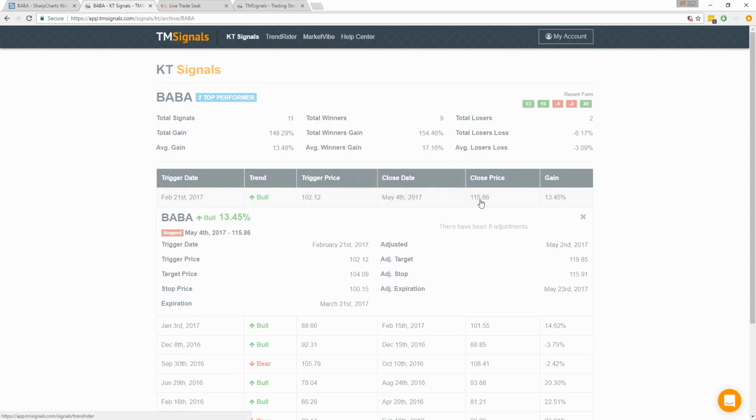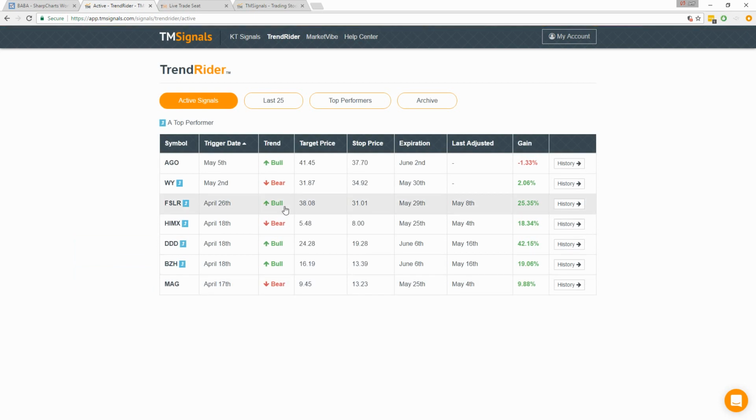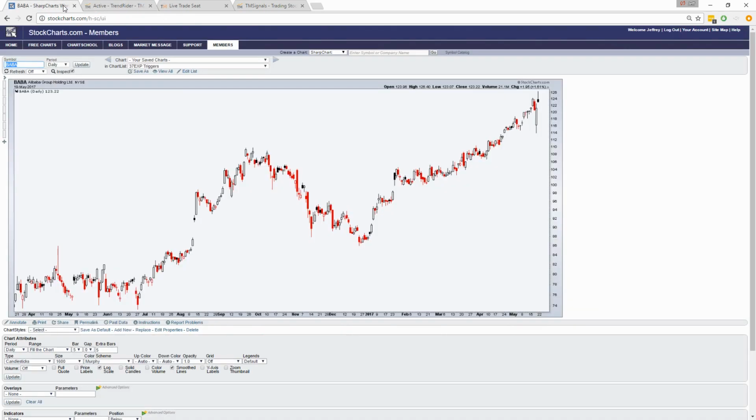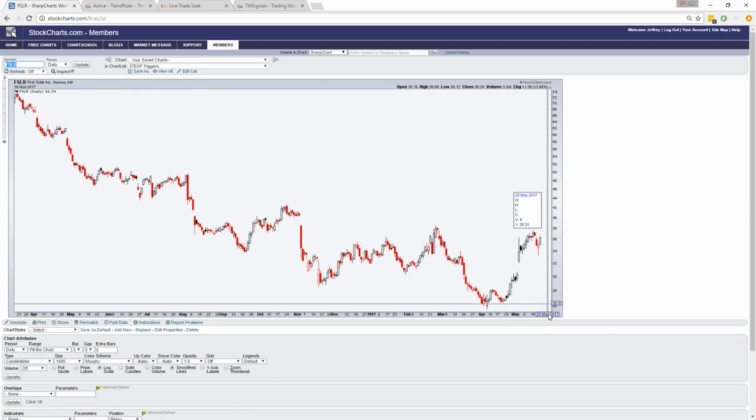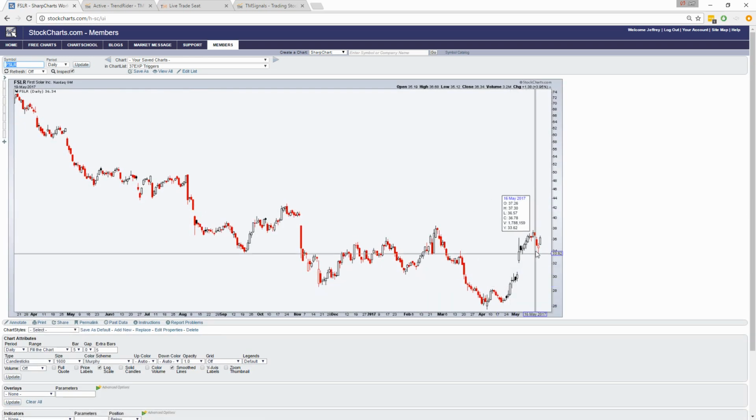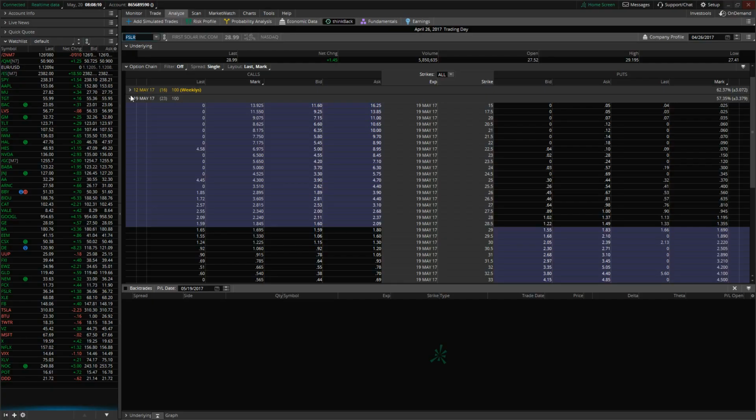Okay, we had a trend rider signal on First Solar that triggered back April 26th. Then, it triggered when the stock price was at $28.99. Okay, and if I pull up First Solar's chart, we can see what's happened. $28.99 right back here, and the stock's now trading up over 36. I want to show you something, though, with the option price.